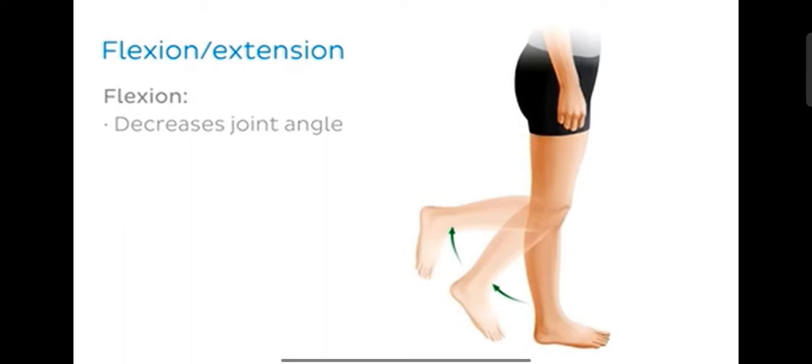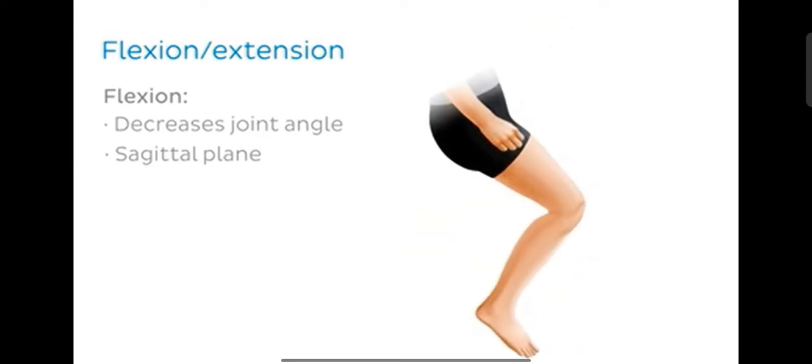So flexion is a movement which decreases the joint angle in the sagittal plane. When the knee here bends, the angle at the knee joint, that's this angle in the back of the knee, reduces from about 180 degrees to 90 degrees in this image, although it can go further.